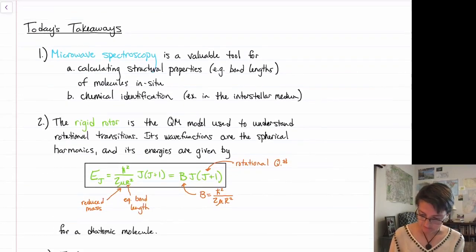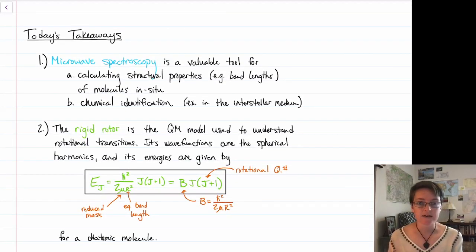All right, and that's all that I've got for us today. Some takeaways from today's lecture are as follows. First off, I want us to recognize that microwave spectroscopy is an invaluable and still currently used tool for either A, calculating structural properties of a molecule, especially in situ where you don't want to disturb its environment, and B, microwave spectroscopy is still used for chemical identification. We gave an example of how that gets used in astrochemistry to explore the interstellar medium, but it also gets used in many other fields today.